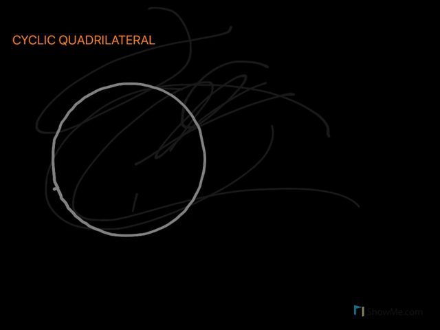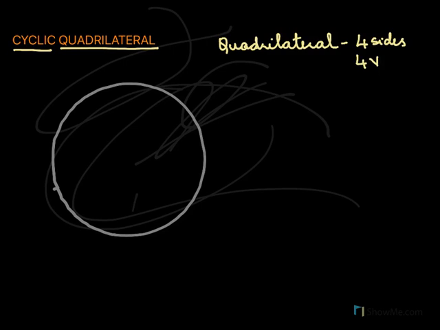In this lesson, we will learn a new property based on cyclic quadrilateral. Now, what is a cyclic quadrilateral? We know a quadrilateral is a four-sided figure. It has got four sides and four vertices. And if it is cyclic, it means the four vertices lie on the circle.